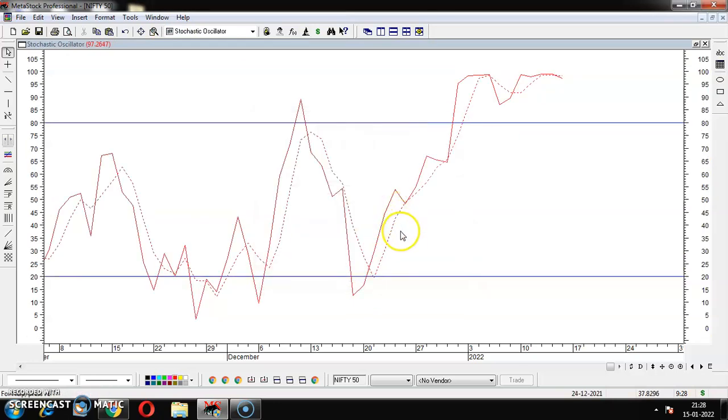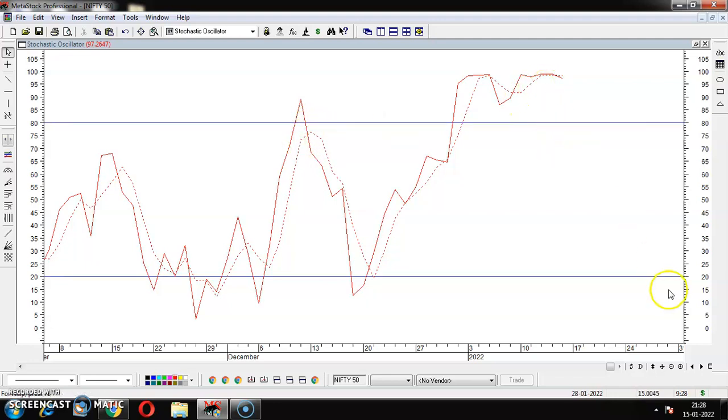In stochastic, we can see there are two lines. One is the straight line, which is called the stochastic line. The other is the dotted line or signal line. When the stochastic line crosses the dotted line from the downside, that crossing point is known as a buying zone. When the stochastic line crosses the dotted line from the upside, it is known as a selling zone.